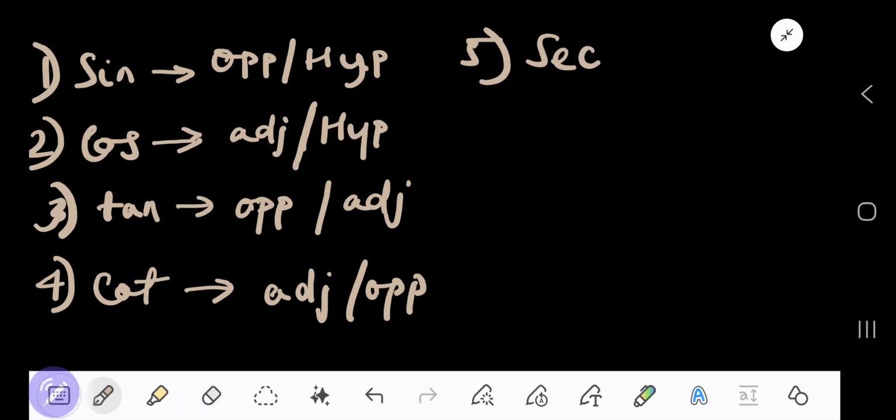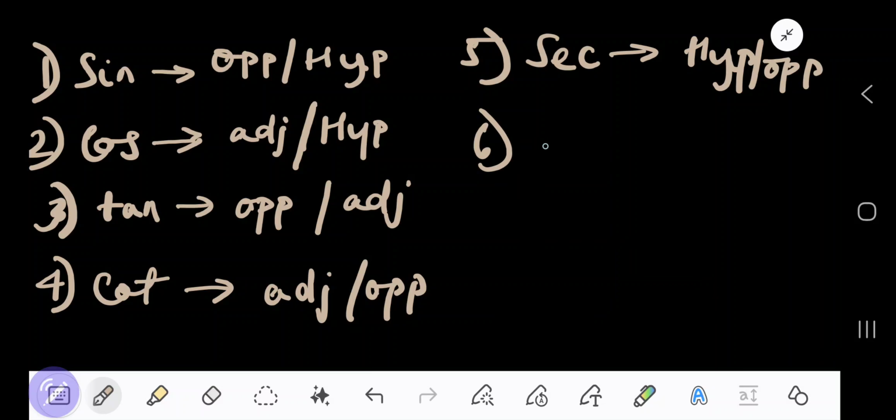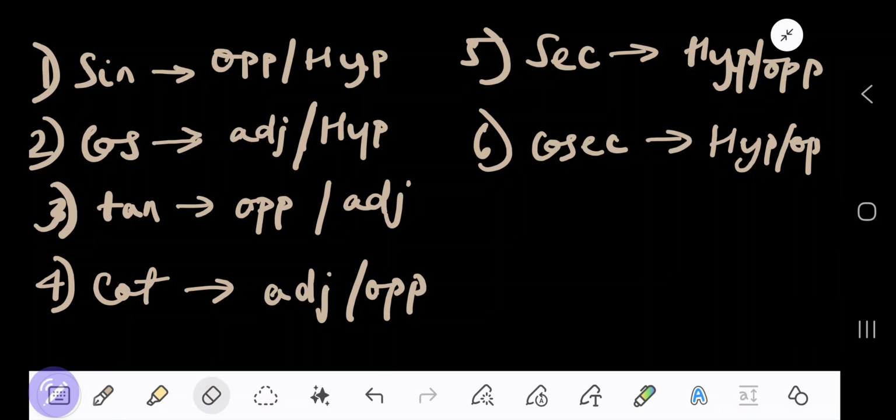Then secant or sec is hypotenuse by adjacent, and cosecant is hypotenuse by opposite. Oh wait, sorry, I said it the wrong way around. Secant is hypotenuse by adjacent, and cosecant is hypotenuse by opposite. So these are our basic 6 trigonometrical ratios.